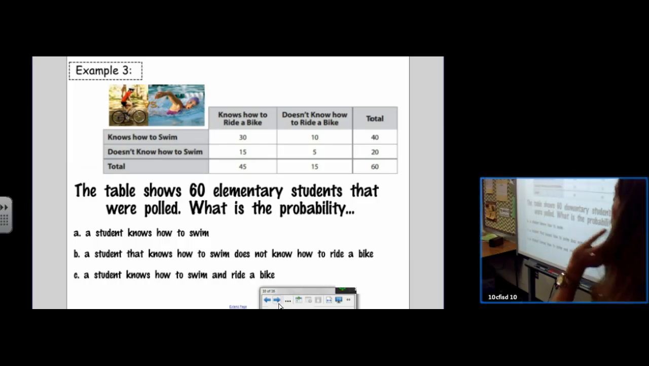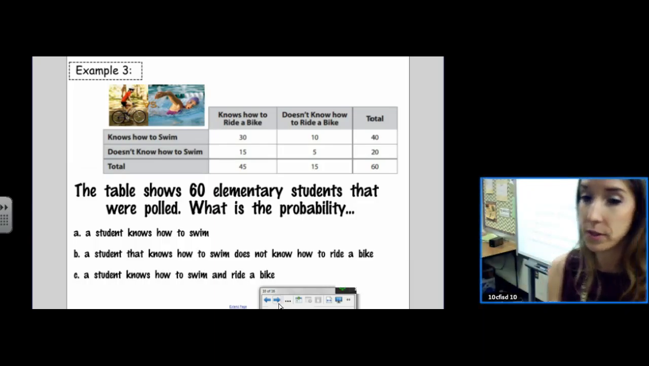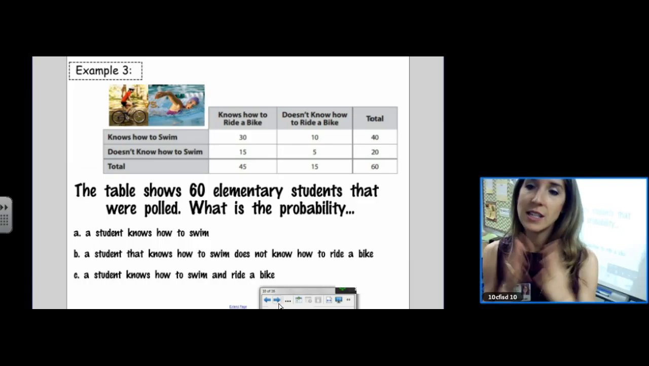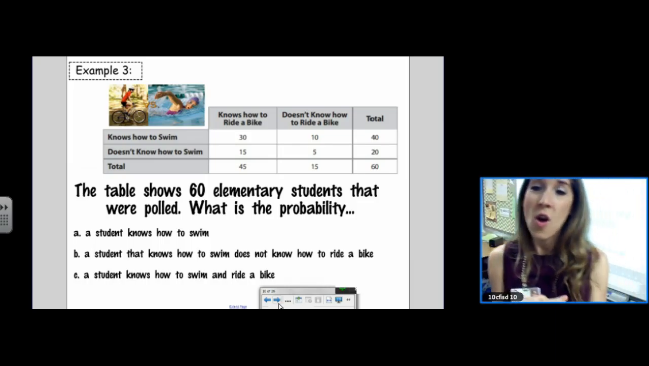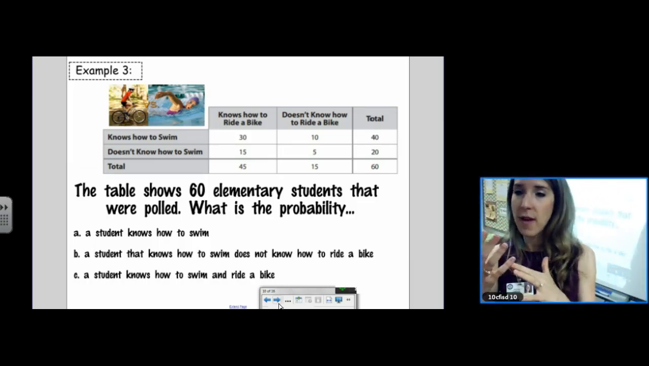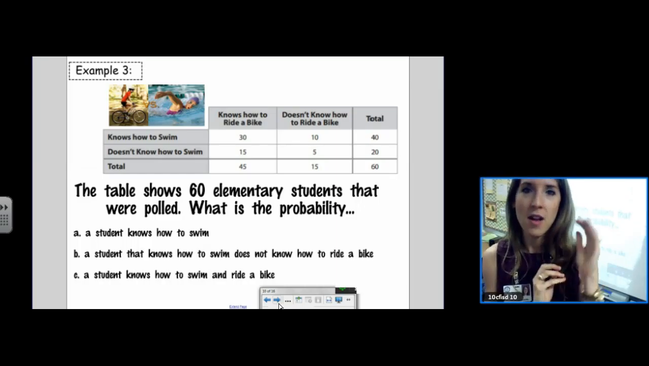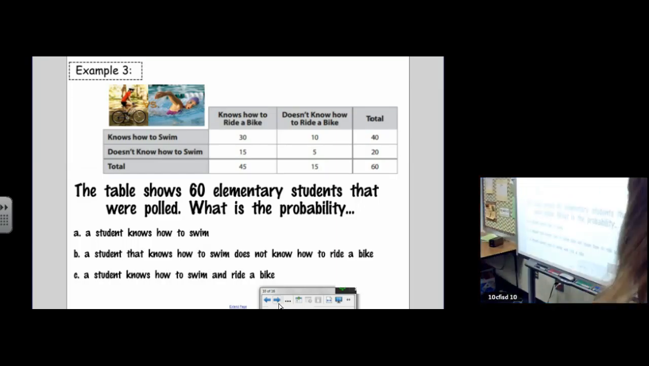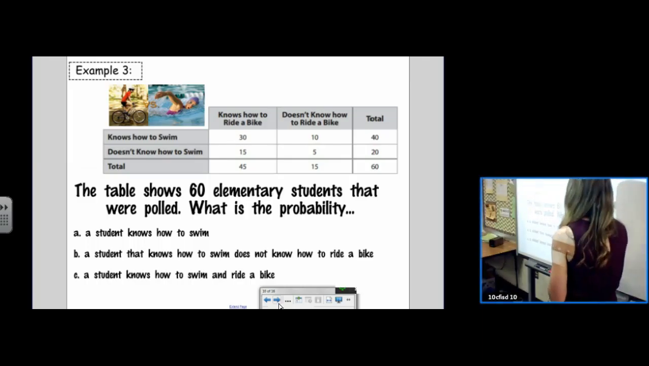On these, you will be asked to use a few tables on your homework tonight, and you just need to know how to read the table correctly. You need to know what is my total and what is my favorable. That's what probability is all about: favorable over total.